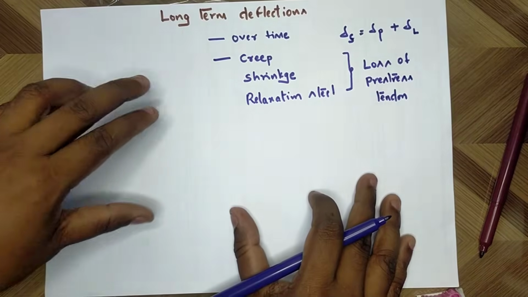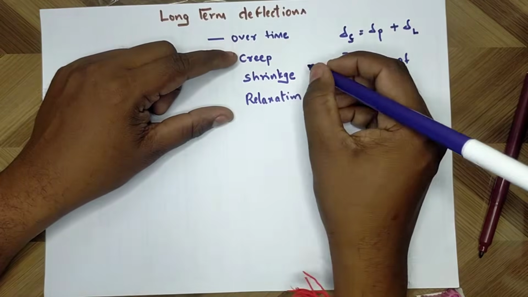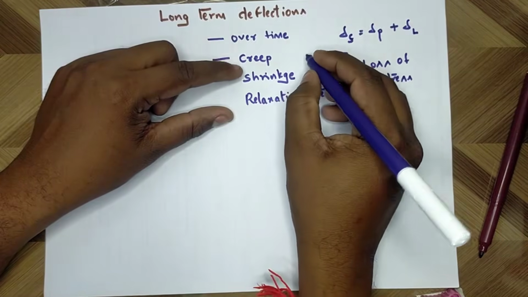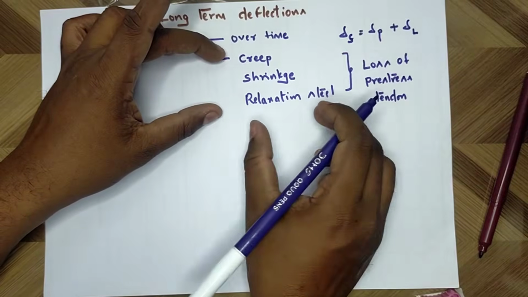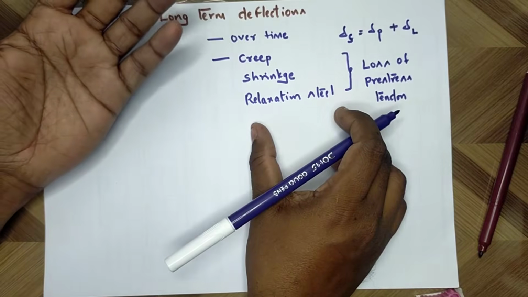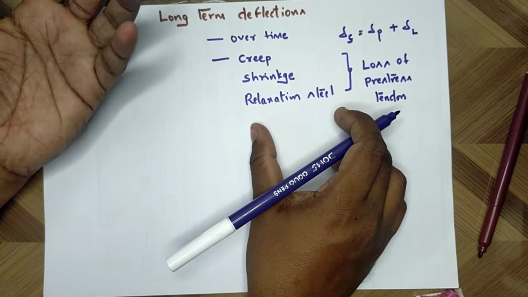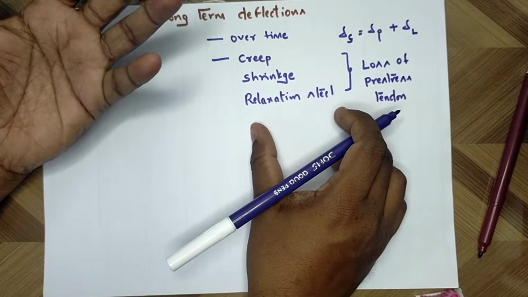Okay. See, this creep and shrinkage are in concrete. This relaxation of steel is due to the loss of stress in the steel with time.